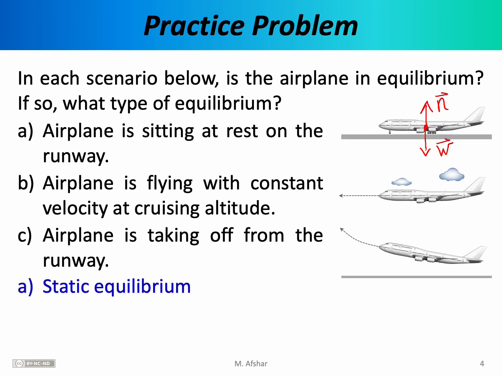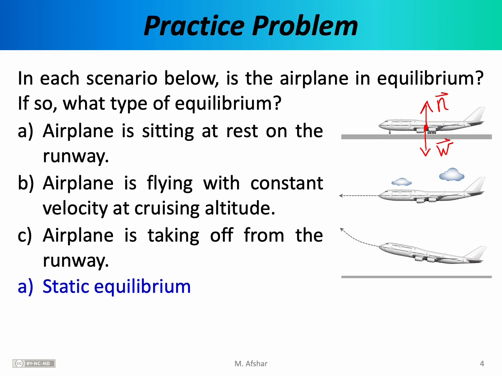And so in this case, we can say that the airplane is in static equilibrium. It's in static equilibrium because its velocity is 0 and the net force acting on it is 0. There's also no net torque on the object, and the airplane is clearly not rotating in this case, so we can say that its angular velocity is also 0.